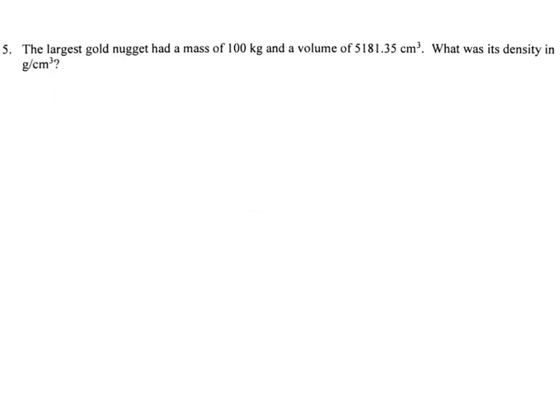Okay, our final problem says the largest golden nugget had a mass of 100 kilograms and a volume of 5,181.35 cubic centimeters. And the question is, what was its density in grams per cubic centimeter? Well, again, for simplicity's sake, I'm going to modify this problem a little bit to help us out. So we're given a mass of 100 kilograms. I'm going to change the 100 kilograms to grams for you, which is something that you would have to do through the course of this problem. But just to focus on finding density here, I'll go ahead and tell you that that is 100,000 grams.